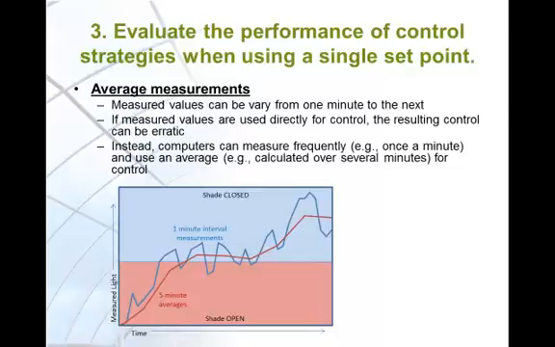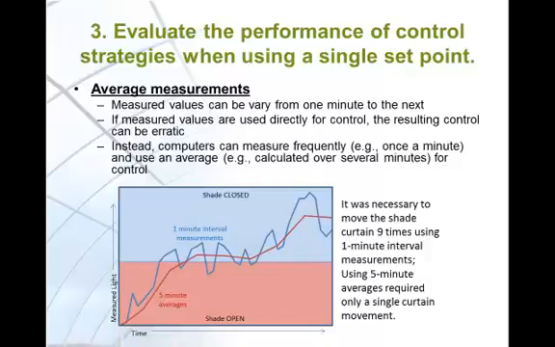Light level is on the y-axis and time is on the x-axis. When light level is in the red region, the shade is open. When the light level is in the blue region, the shade curtain is closed. The blue line represents 1 minute interval measurements, and the red line represents 5-minute averages. When the line crosses between blue and red regions, the shade curtain is moved.